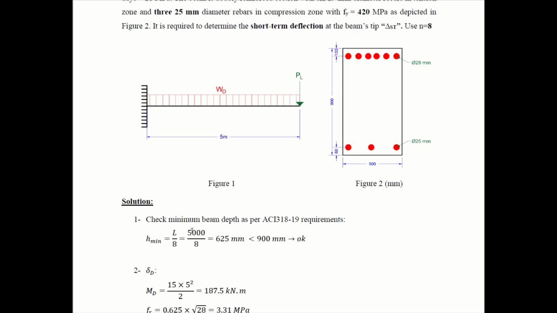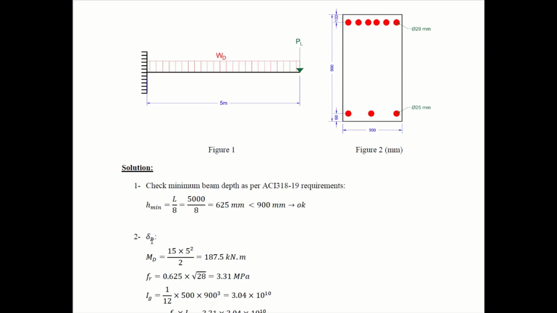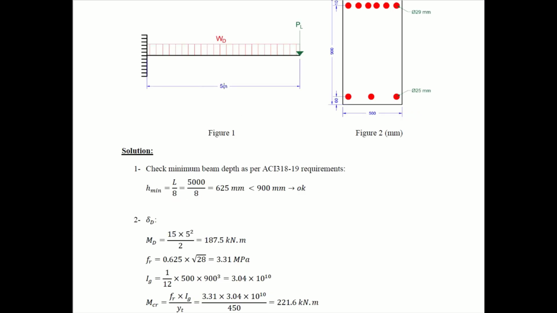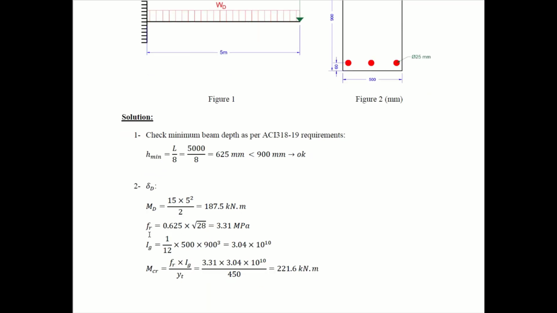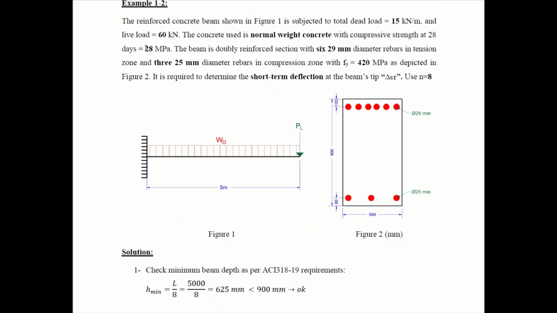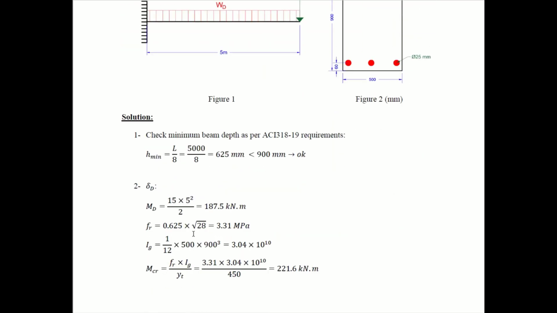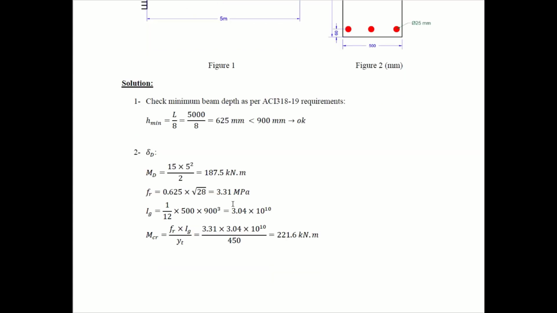Now let's start to determine delta dead. First of all, we need to find the dead load moment. We have uniformly distributed load, so we have a cantilever beam. The rule is WL square over 2. W is 15, L square is 5 square over 2, so the dead load moment is equal to 187.5 kilonewton meter. The rupture modulus, Fr, which is 0.625 radical F prime C. F prime C here is 28, which is the compressive strength at 28 days. Applying this equation leads to F rupture equal to 3.31 MPa.